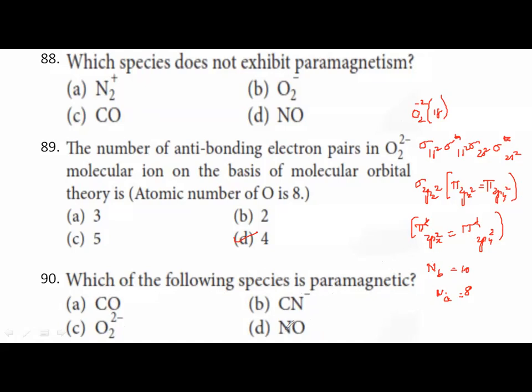Whereas NO: nitrogen 7, oxygen 8, 15 electrons. Sigma 1s2, sigma star 1s2, sigma 2s2, sigma star 2s2, then sigma 2pz2, pi 2px equal to pi 2py. How many? 7 plus 8, 15 electrons: 2, 4, 6, 8, 10, 12, 14, so 2, 2, pi star 2px 1. So there is one unpaired electron. So this is paramagnetic in nature. Is that right?